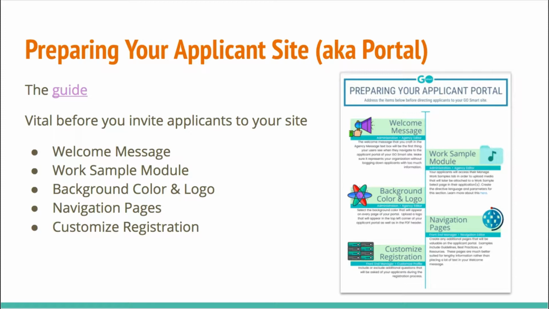And you'll see that it really covers these 5 main points: the welcome message that your folks will see when they first get to your applicant site, the work sample module that you'll set up right beneath the welcome message, the background color and logo, and then from the front-end manager, you want to make sure that you tie up any navigation pages and that you get your custom registration settings in order. But again, that's the kind of stuff that you really want to make sure you have in place before you even invite applicants to your site, but it can always use a refresh and a new eye every once in a while.